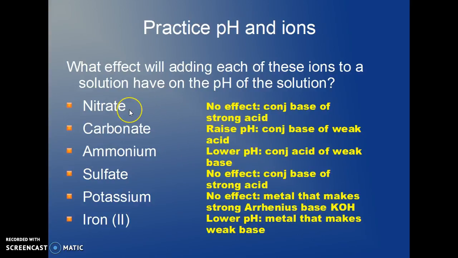Nitrate has no effect, just like chloride or sulfate. Carbonate, of course, can form with the water the weak acid carbonic acid. The ammonium ion can scarf up hydroxides from the water molecules, leaving hydrogen ions, and so that's going to lower the pH. Here's the sulfate, no effect. Here's the potassium, no effect because potassium hydroxide is a very, very strong base. Iron 2, however, will lower the pH because the iron 2 ions interacting with the water will attract the hydroxides away from the water and leave hydrogen ions.